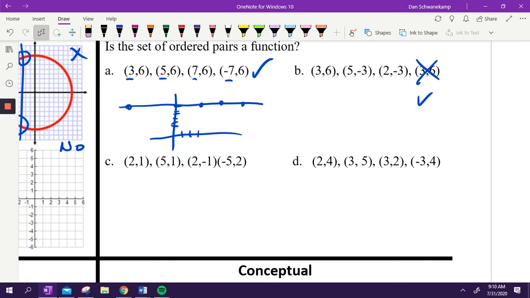Letter C. We're looking at that one. Thumbs up, thumbs down. Function, yes or no? Getting some yes, getting some no's. Why no here, Ella?